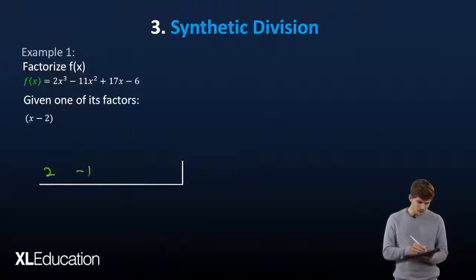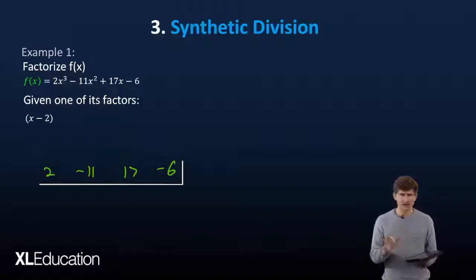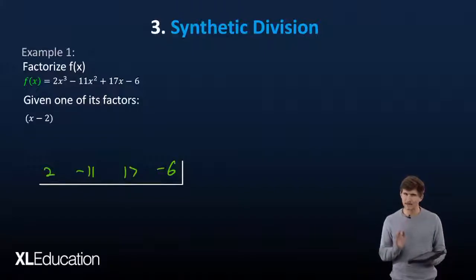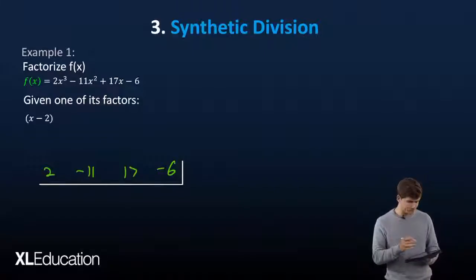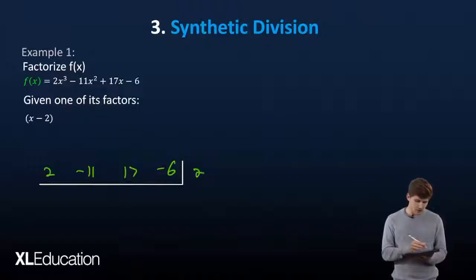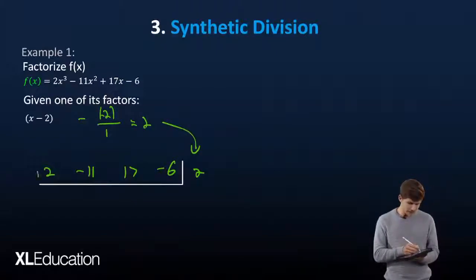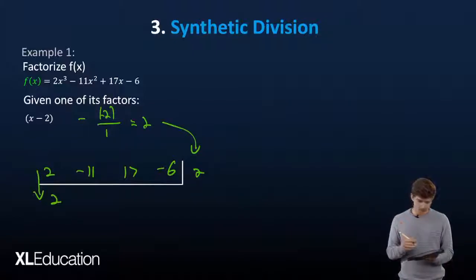So that's 2, minus 11, 17, minus 6. Don't be too daunted by the numbers. The numbers are all there for you to work with. Just be careful with your method. That's the main thing. So here, and we know that's 2, because that x is minus 2, whoops, sorry, there's a minus in there, over 1, and that's 2. That gets plugged in right there. So we drag the 2 down as we started, and there we go.